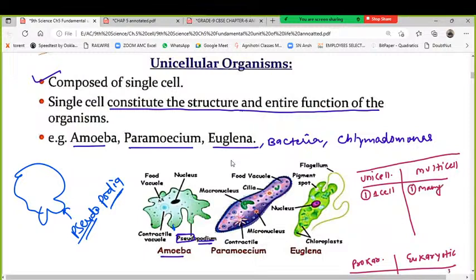Yeah, exactly. In unicellular, one cell is there, and that single cell does all structural and functional work. And in multicellular, many cells are there. Okay, very good. The second point you can present is that this single cell does all functional and structural work, and here many cells are involved. And in the third point you can present examples, isn't it? What are the examples of unicellular organisms?